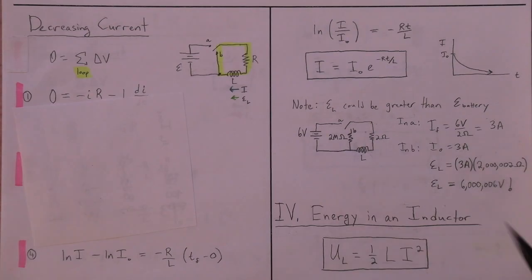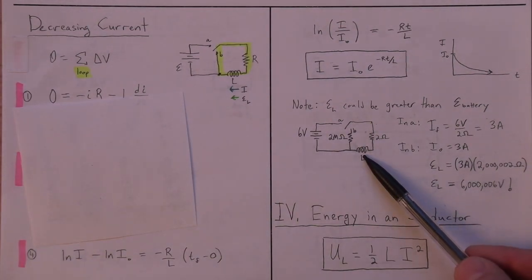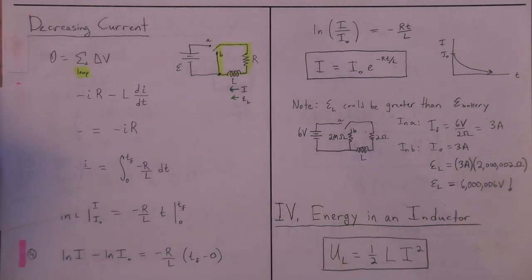The battery was 6 volts. I flip the switch down, and for a split second, I get 6 million volts instead of the 6 volts of the battery. So that's one of the powerful things of inductors. They can be used to generate enormous voltages by slipping in suddenly more resistance into the circuit.